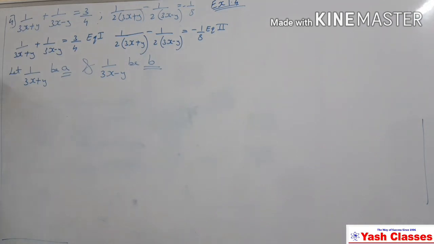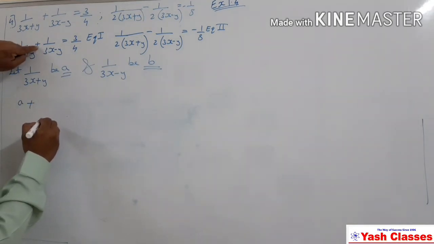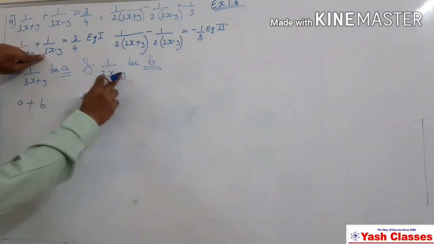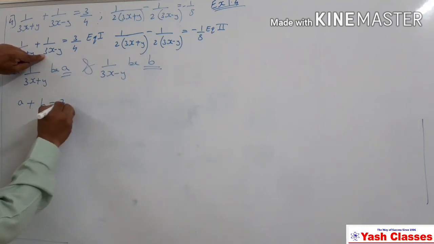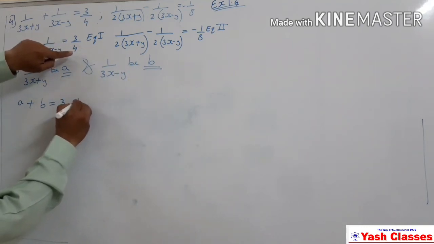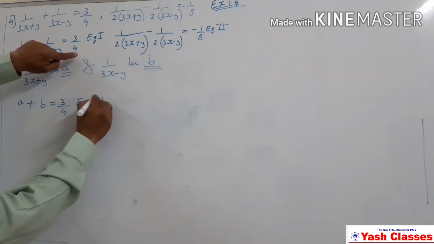Now see here, instead of taking 1 upon 3x plus y, we have to take A. So see here, A plus B is equal to 3 upon 4, equation number 3.